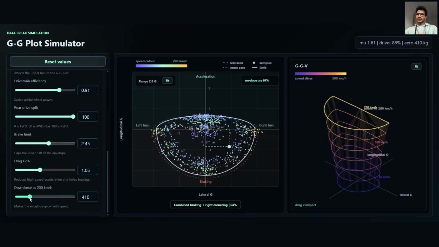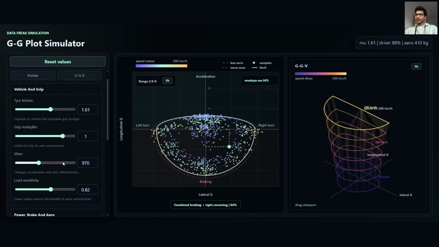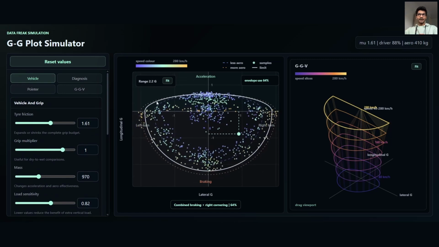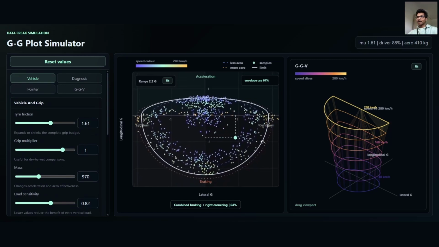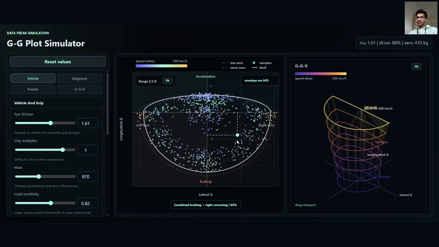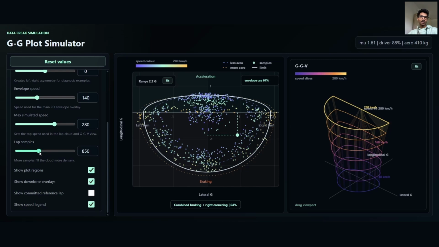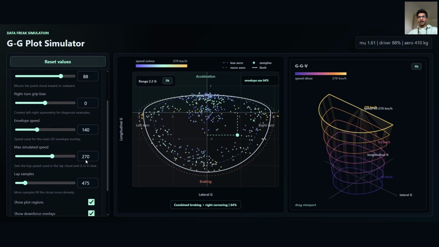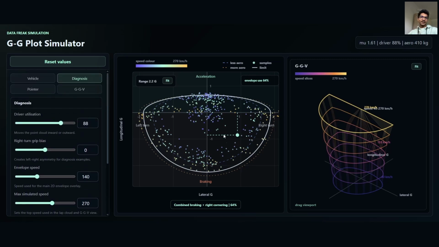From these inputs, it generates two main things: a theoretical GG envelope. This shows what the model thinks that the car can actually achieve, and inside that there's a cloud of points. This is example data that the AI has built. I have not imported any real data here. So even when this is not a full vehicle dynamics model, it gives us the basic idea.